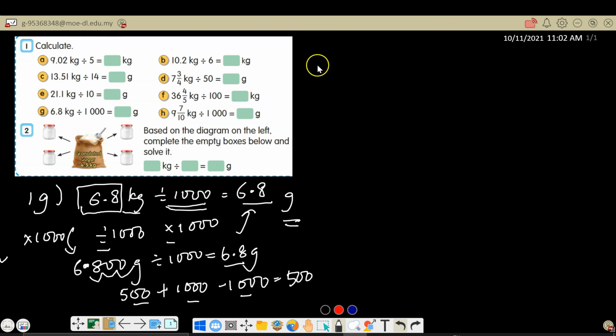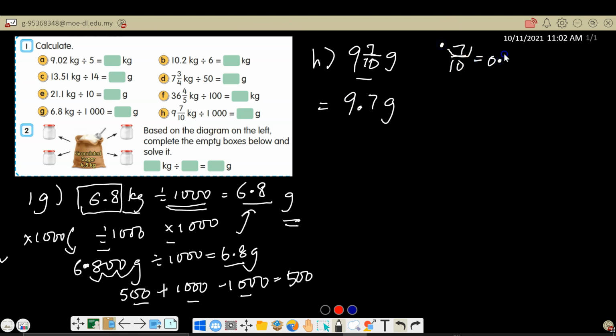All right, H. What would I do for this one? You can change to decimal point. This is a similar question. You have to times 1000, divide 1000. So this is the answer. Just copy the question, but I change to decimal point. I get 9.7 because 7 over 10, you move decimal point one time to the left, you get 0.7. So you get 9.7 gram.